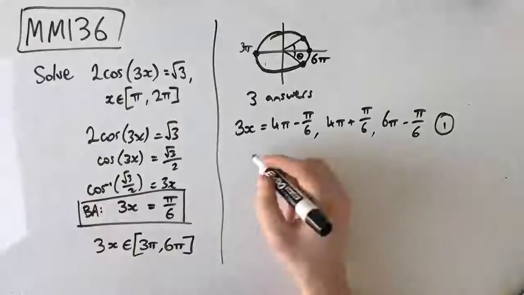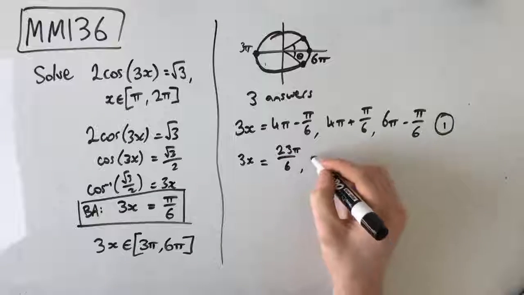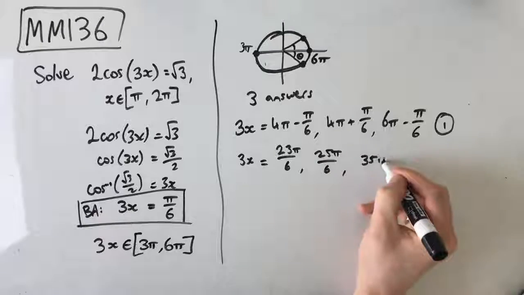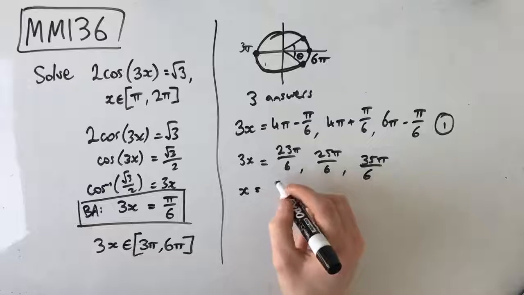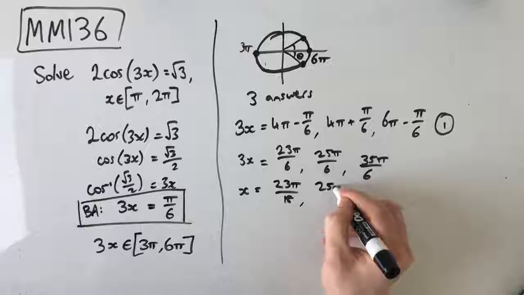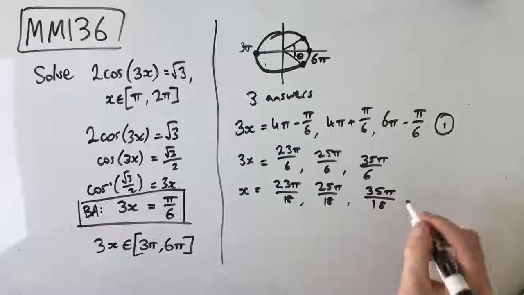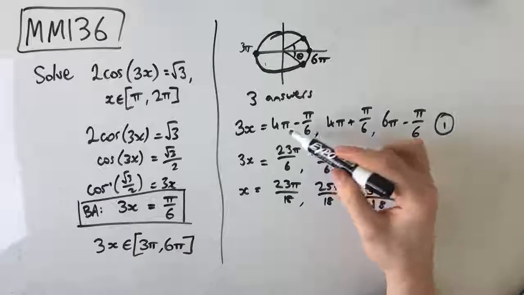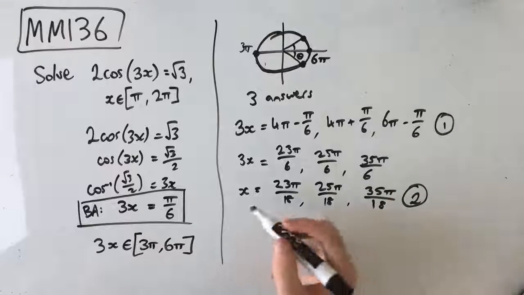Where we go from here is we get 3x equals 23 pi over 6, 25 pi over 6, and 35 pi over 6. Then we simply divide by 3 to get x. So 23 pi over 18, 25 pi on 18, and 35 pi over 18. This is our second mark here, guys. So the first mark comes by recognizing our base angle and the different values of 3x. And our second mark comes with our values of x.